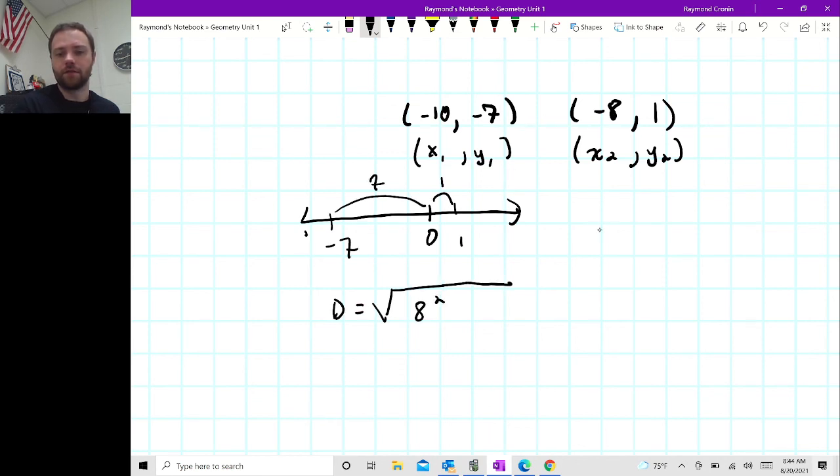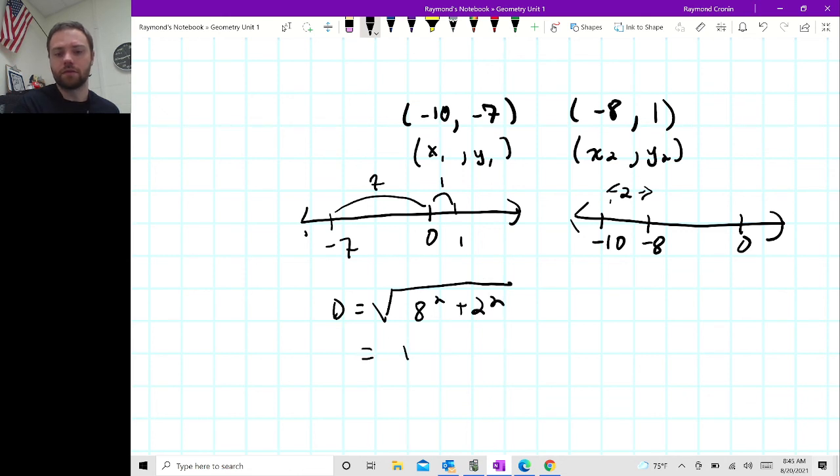And then over here, I'm going to do the same thing with the x's. So I've got negative 10, and then negative 8 here, and 0. And well, what's the distance between negative 8 and negative 10? Well, that's going to be 2. So that's going to be 8 squared plus 2 squared is equal to the square root of 64 plus 4. So it's going to be 8 point something, okay? So it's going to be 68.